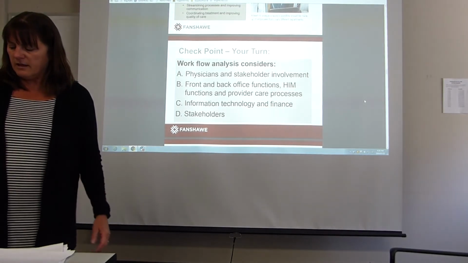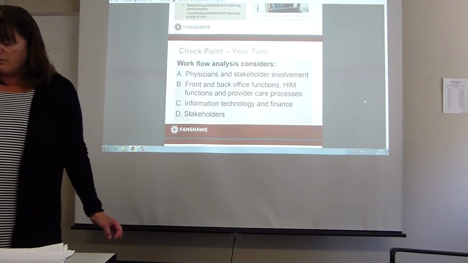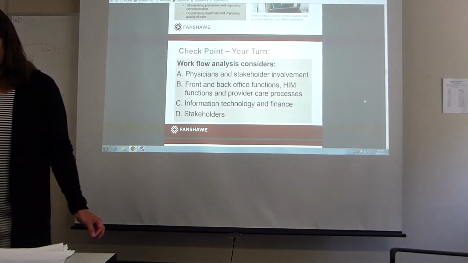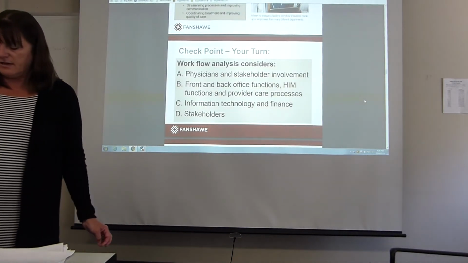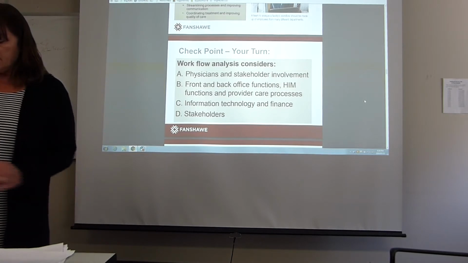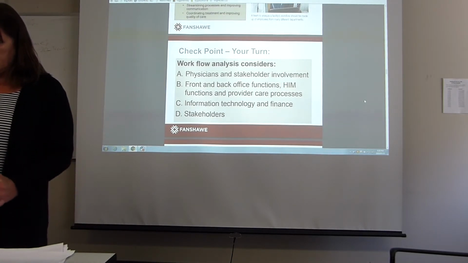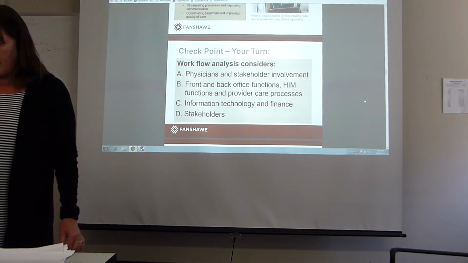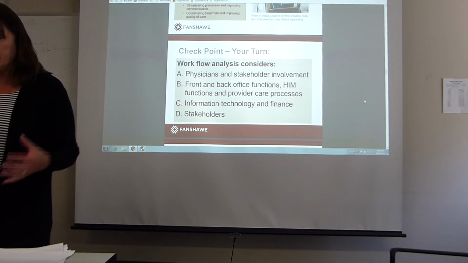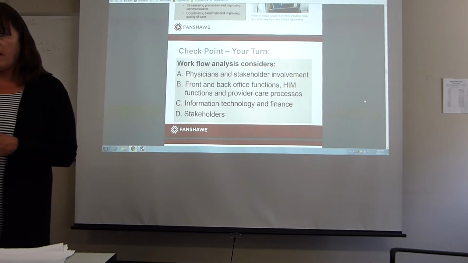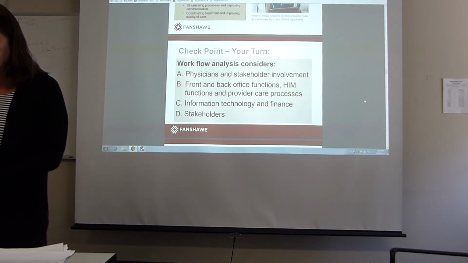Next slide, please. So the next checkpoint: workflow analysis considers physician and stakeholder involvement, front and back office functions, health information management functions, and provider care processes, information technology and finance, and stakeholders. So the answer is listed there as all of the above. They do have all of those people involved typically in workflow analysis.